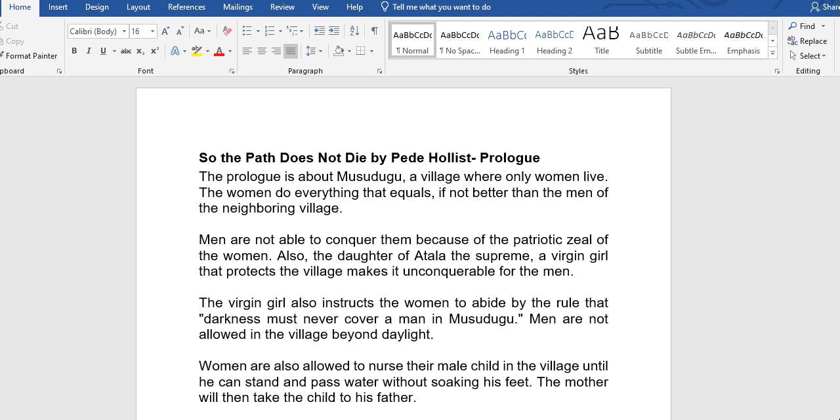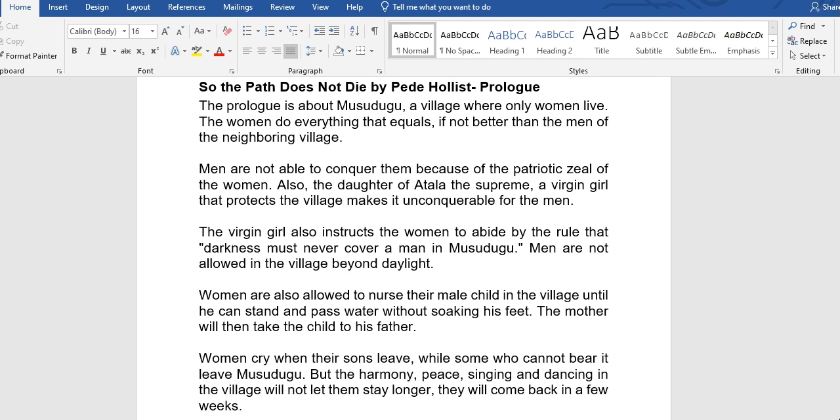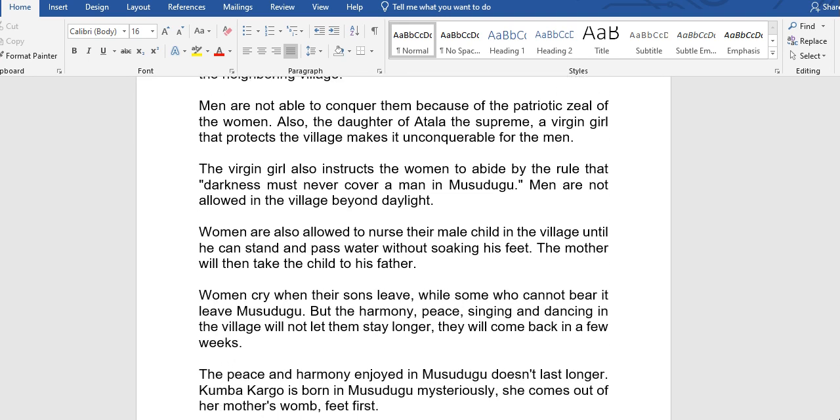Men are not able to conquer them because of the patriotic zeal of the women. Also, the daughter of Atala, the Supreme, a virgin girl that protects the village, makes it unconquerable for the men. The virgin girl also instructs the women to abide by the rule that "darkness must never cover a man in Musudugu," quote and unquote. Men are not allowed in the village beyond daylight.